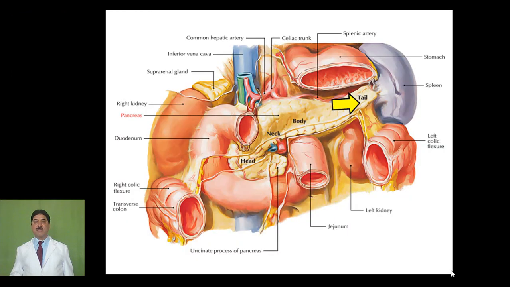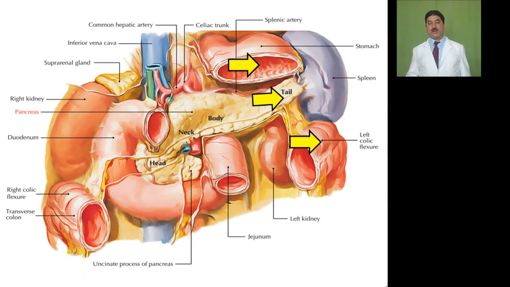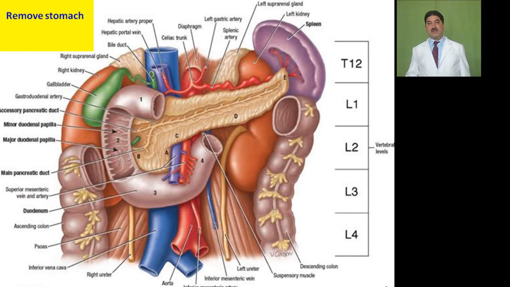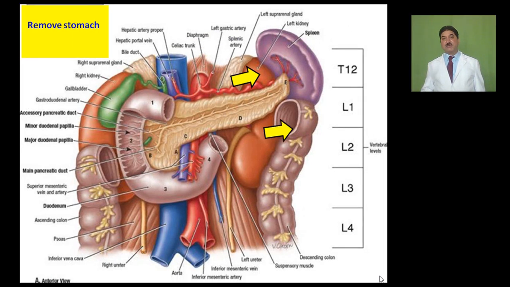In this diagram, we can see the tail of the pancreas related to the hilum of the spleen, the fundus of the stomach related to the visceral surface of the spleen, and the splenic flexure of the colon related to the anterior border of the spleen. In this diagram, we can see the superior pole of the left kidney related to the medial end of the spleen, the splenic flexure of the colon related to the anterior border, and the pancreas related to the hilum of the spleen.